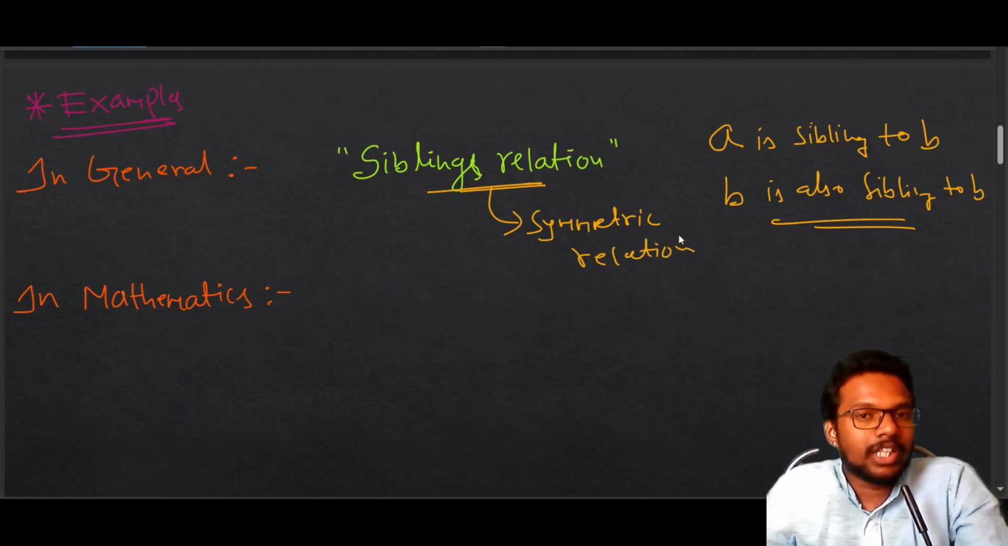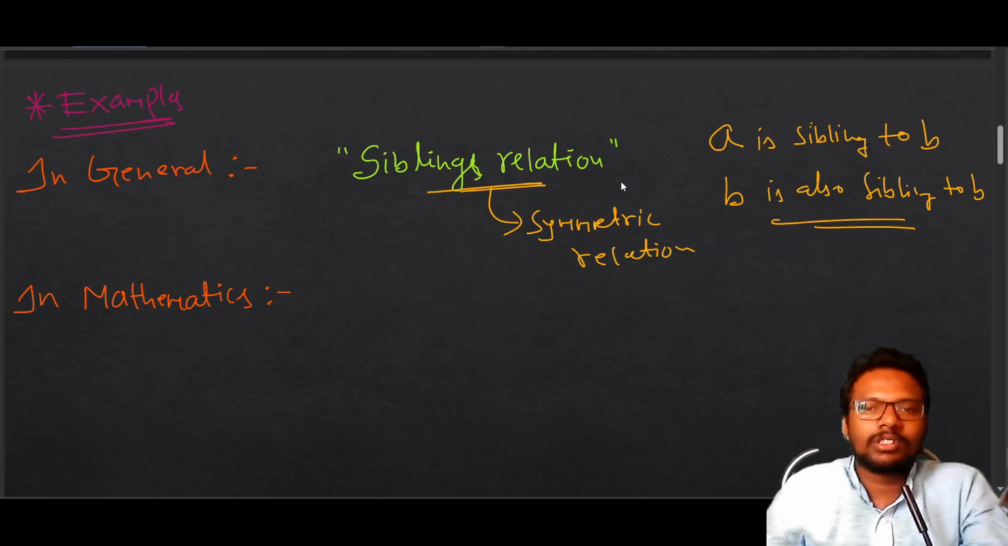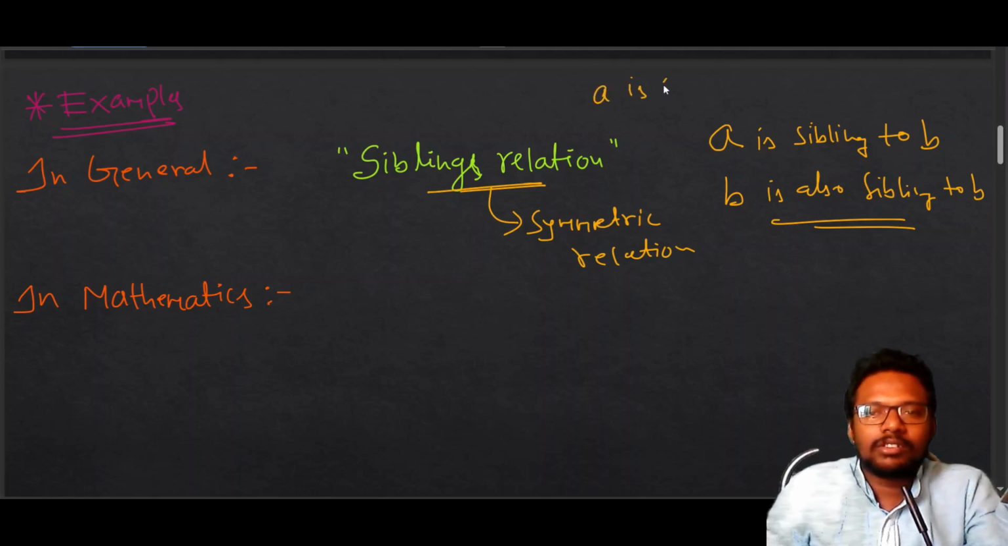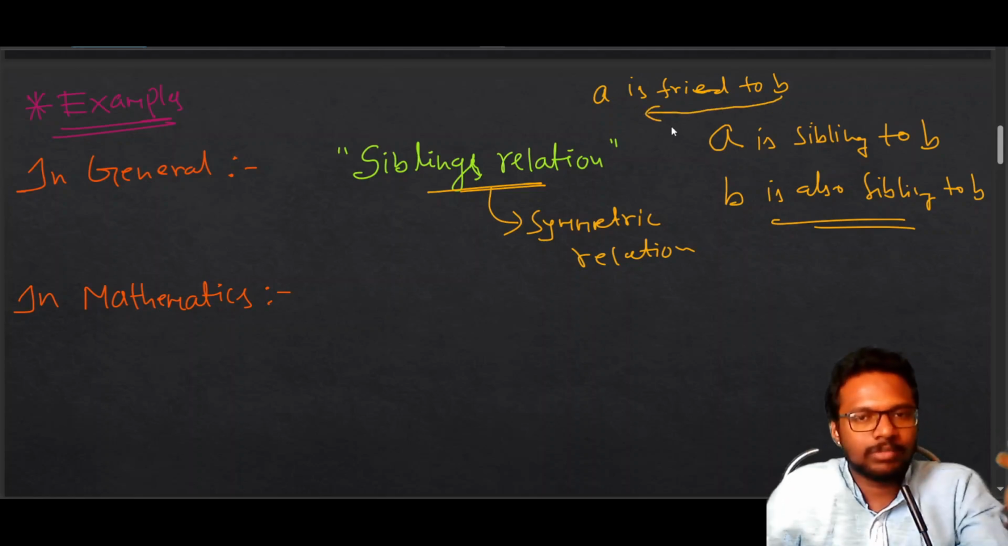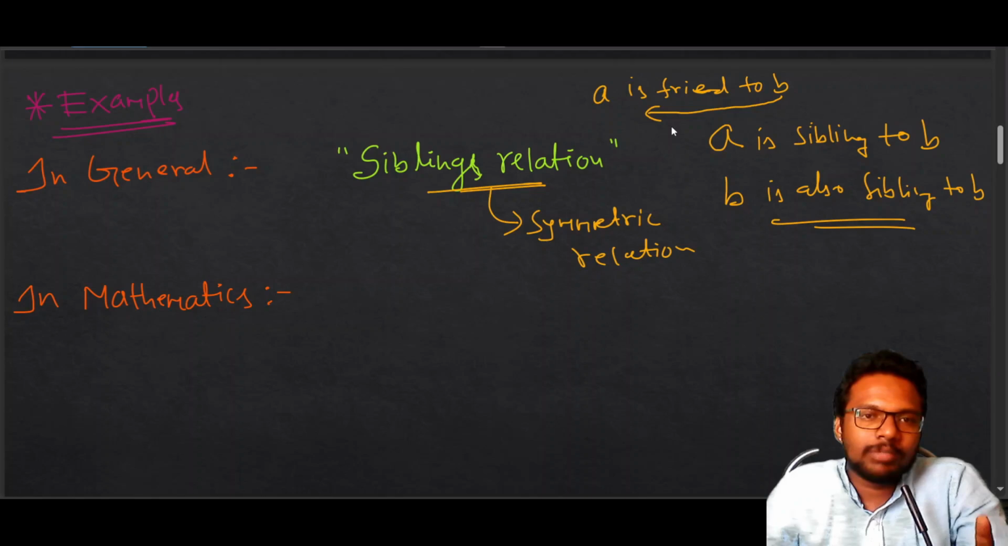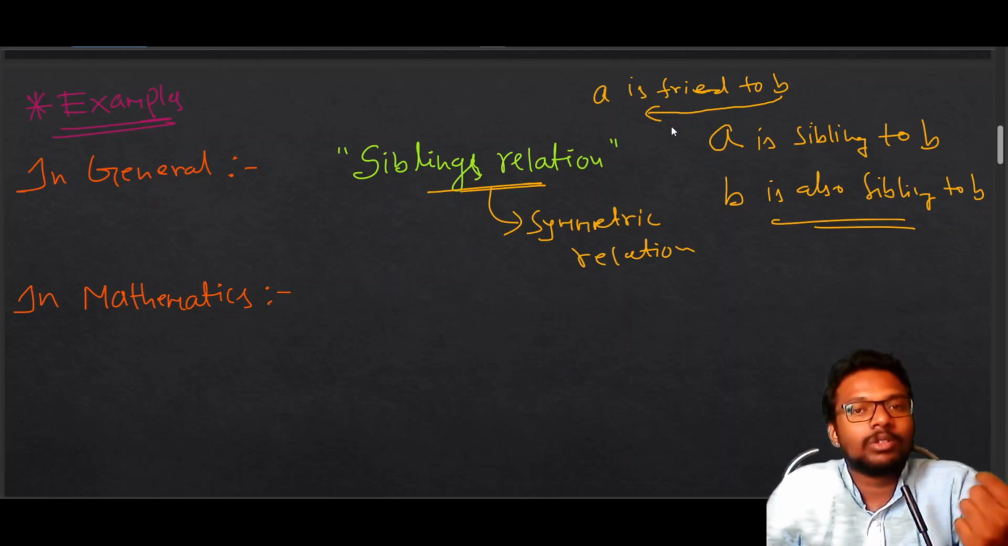For the reflexive relation we used a friendship relation. Here we can't use a friendship relation, because if A is a friend to B, B may not be a friend to A. Sometimes A is a friend to B, but B is not a friend to A. So the friendship relation sometimes is not mutual, and sometimes it doesn't work from both sides. So the friendship relation doesn't work for symmetric relation. The friendship relation purely works for reflexive relation, because a person can be a friend to himself.